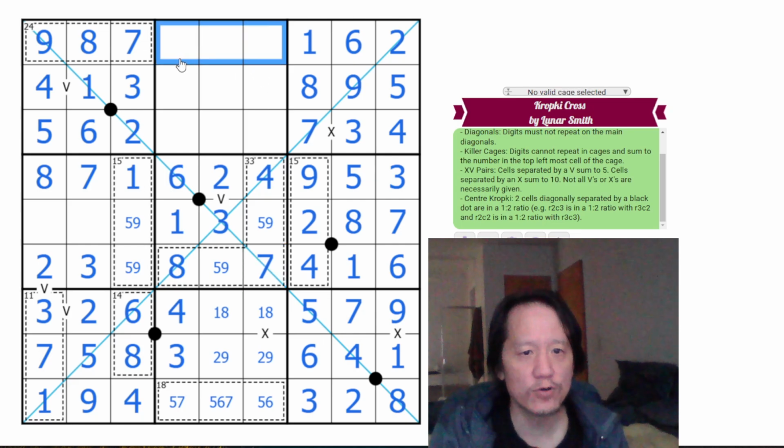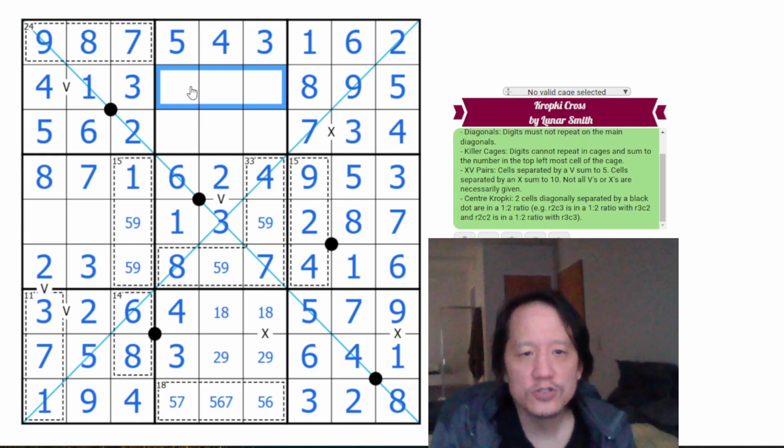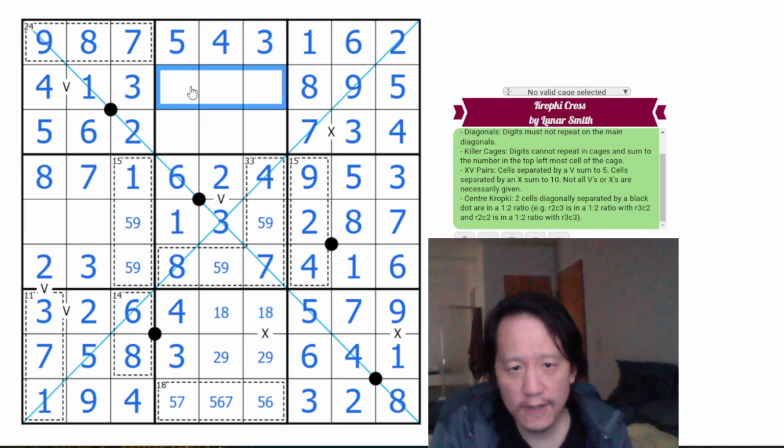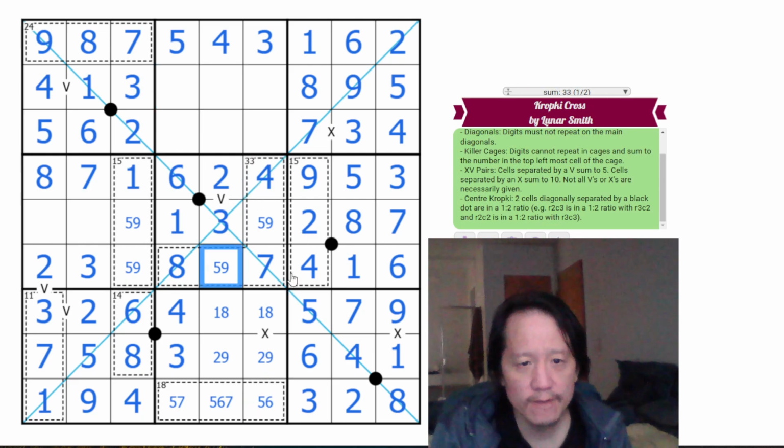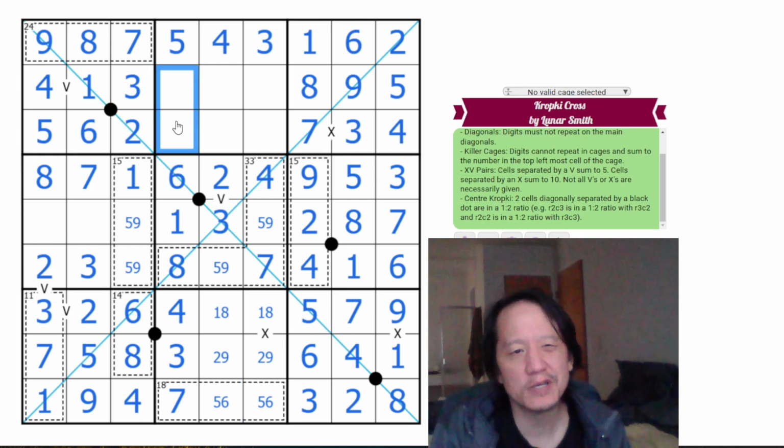This is 3, 4, and 5. This can't be 3 or 4, so this is 5. That can't be 3, so this is 4. This is 3. This is 2, 6, 7. This 3 doesn't do anything. This can't be 5, so this is 7. This can't be 7. This now must be 2 and 9, so this can't be 2, so this is 9, which makes that 2.